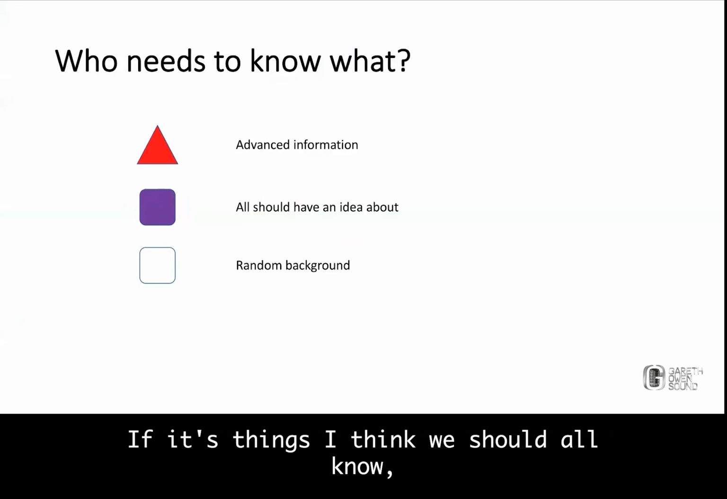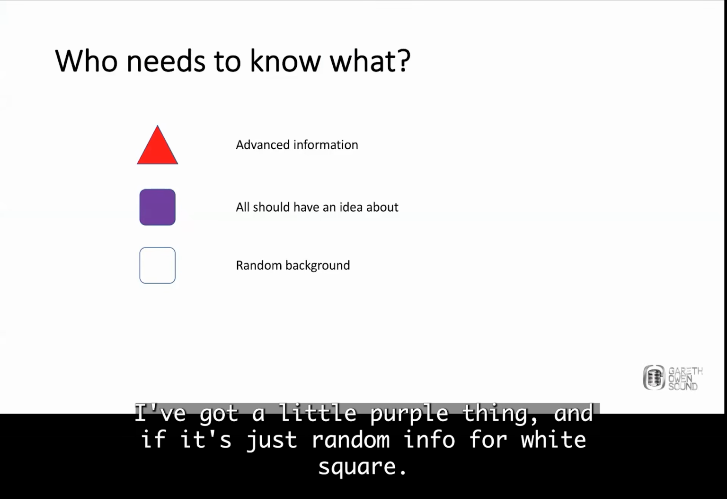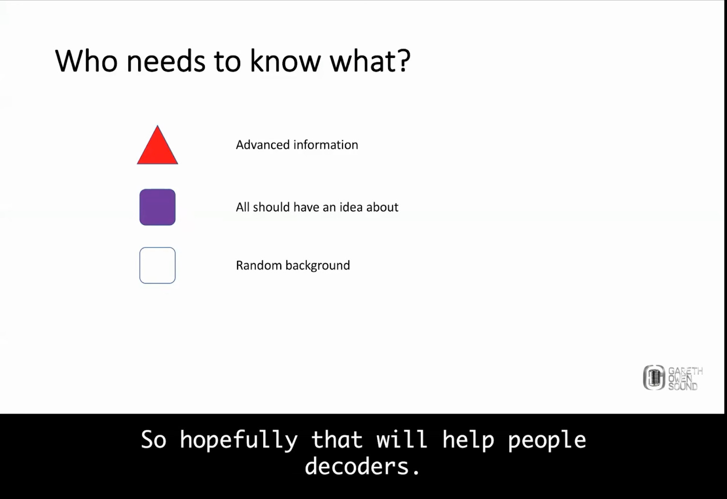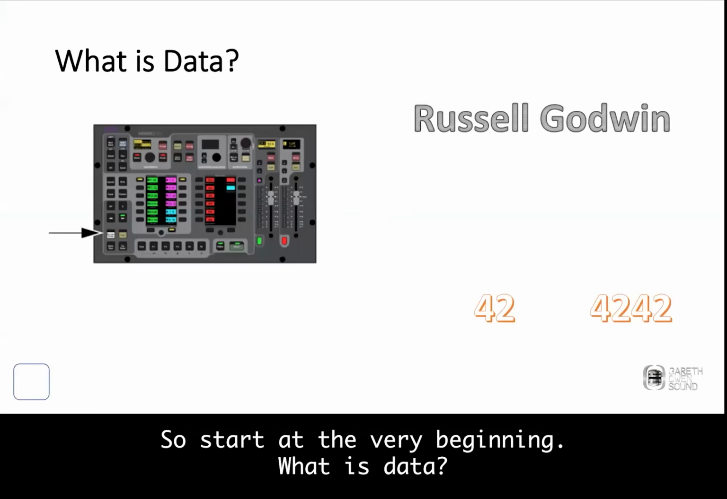If it's things I think we should all know, I've got a little purple thing. And if it's just random info, a white square. So hopefully that will help people decode this. So, start at the very beginning.